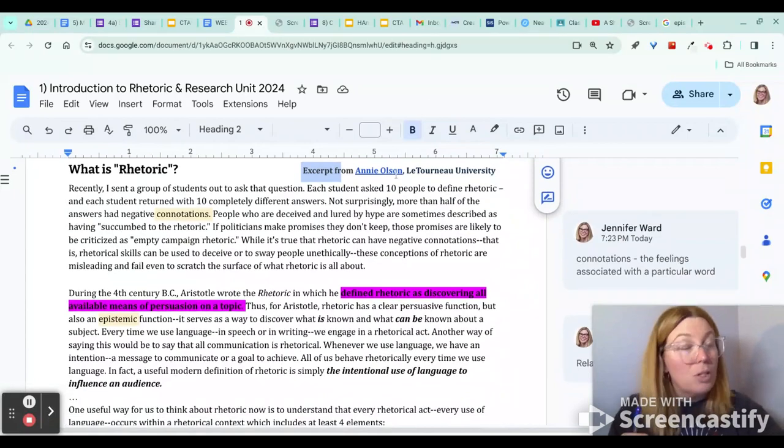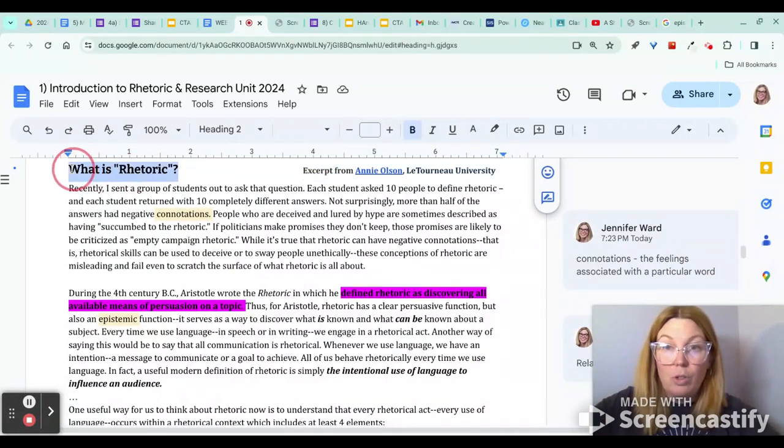And it comes from Annie Olson, who is a professor. She writes, "Recently, I sent a group of students out to ask that question," the question being that of the title, What is Rhetoric? "Each student asked 10 people to define rhetoric, and each student returned with 10 completely different answers. Not surprisingly, more than half of the answers had negative connotations."